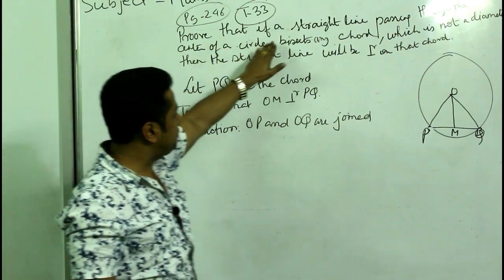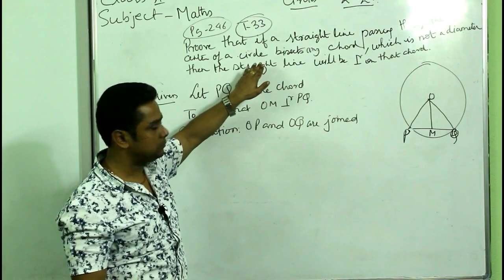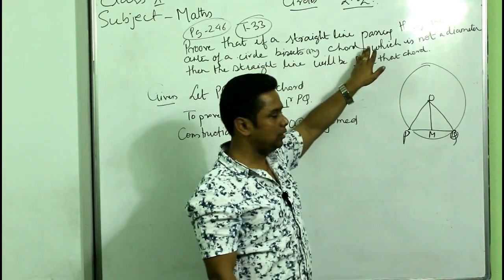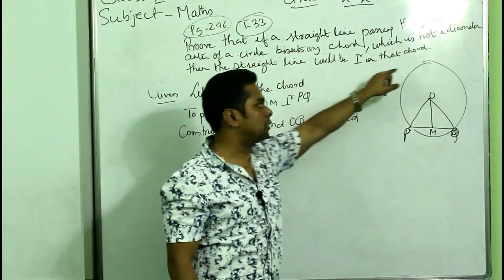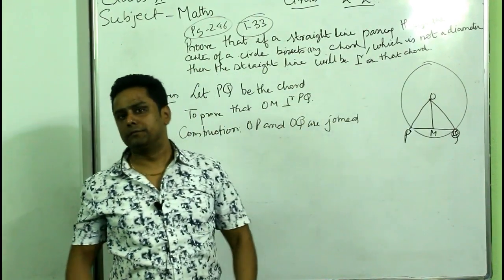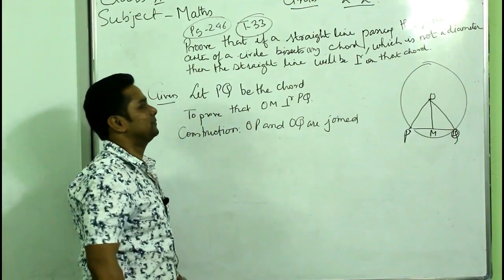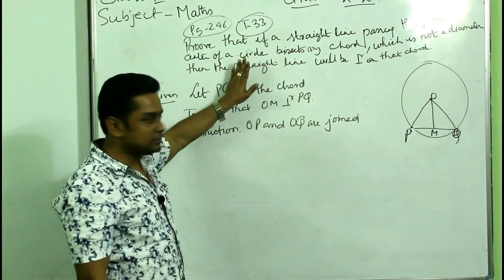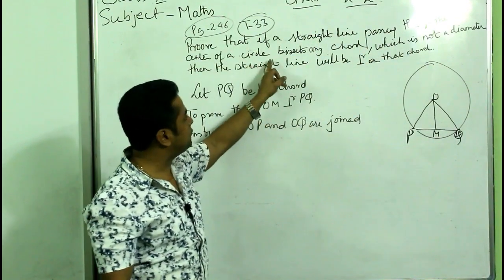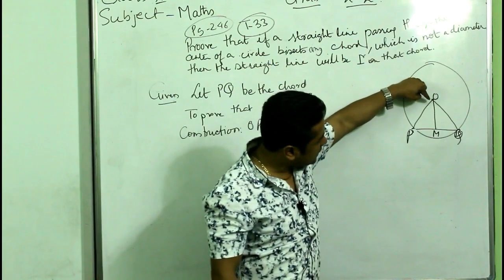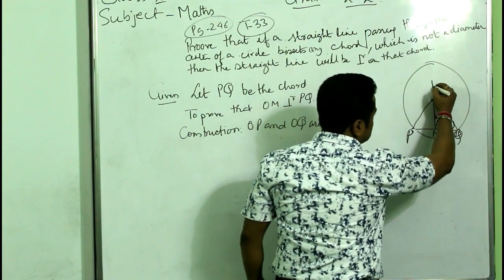Prove that if a straight line passing through the center of a circle bisects any chord which is not a diameter, then the straight line will be perpendicular on that chord. Sir, everything went above the head. Kuch samajh mein nahi aaya. Okay, I am coming. Prove that if a straight line passing through the center of a circle, चलो यहाँ से ले लेते हैं.